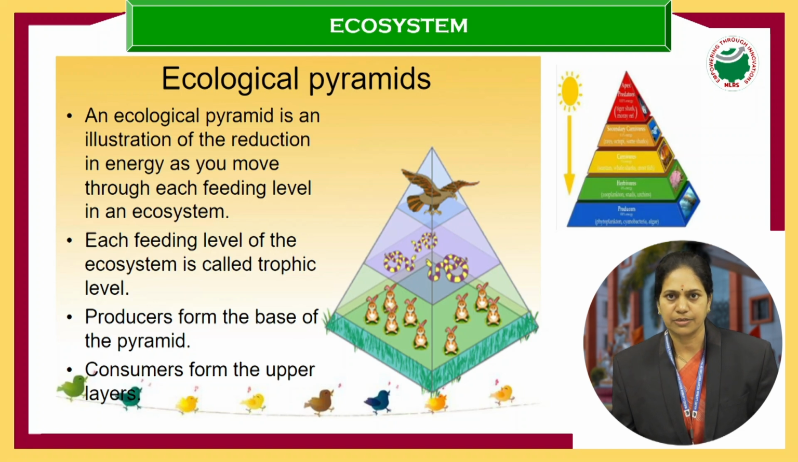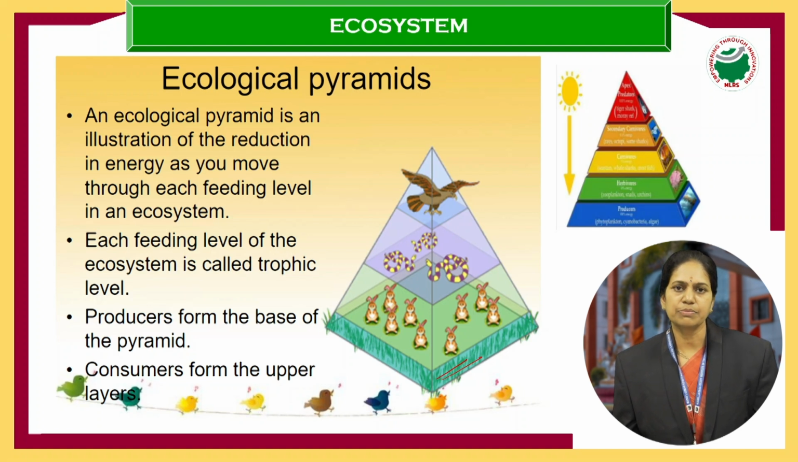Why has he done it? For a better understanding of the structure of an ecosystem. To better understand the ecosystem structure, he designed a shape called a pyramid and placed the producers at the bottom. So ecological pyramids are nothing but graphical representations of three ecological parameters. What are those three ecological parameters? The first parameter is the number of individuals present. Okay, the second parameter is the biomass.